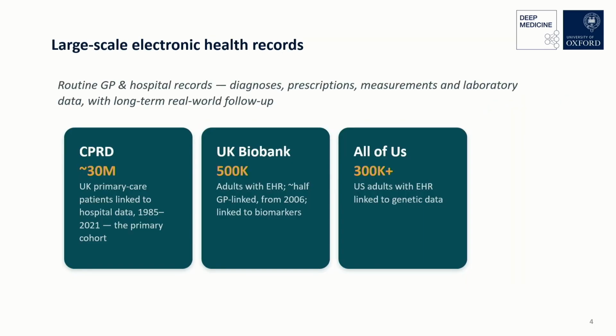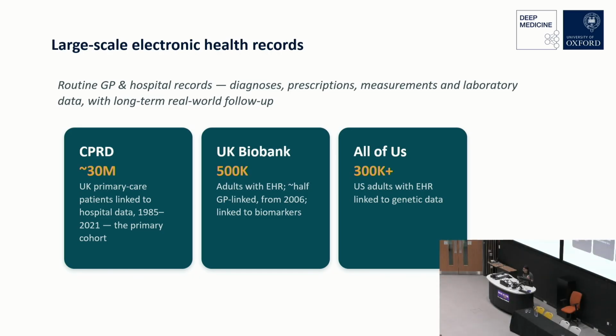So what kind of data do we have? We have the routine GP and hospital records in the UK. As you know, the GP and hospital records include the diagnosis labels, what kind of disease every patient has had in their life, the prescriptions, what kind of medicine they have been prescribed by doctors, and measurements such as BMI or blood tests. These are all beautiful and valuable data we look at.